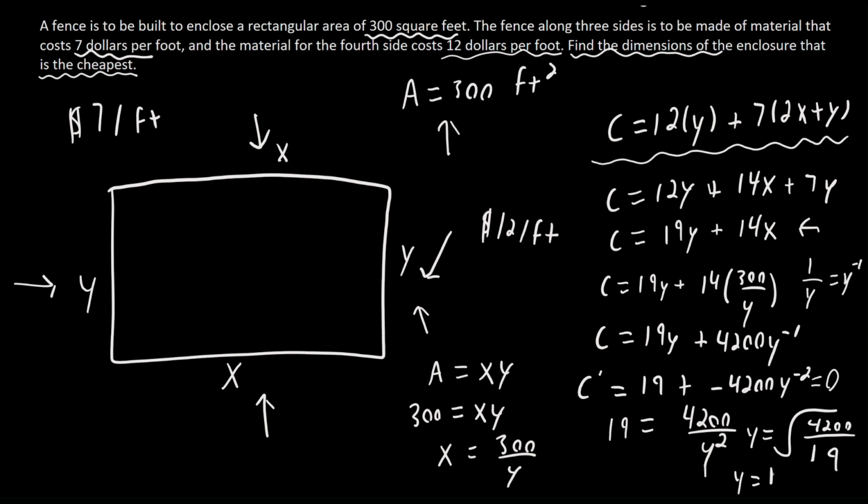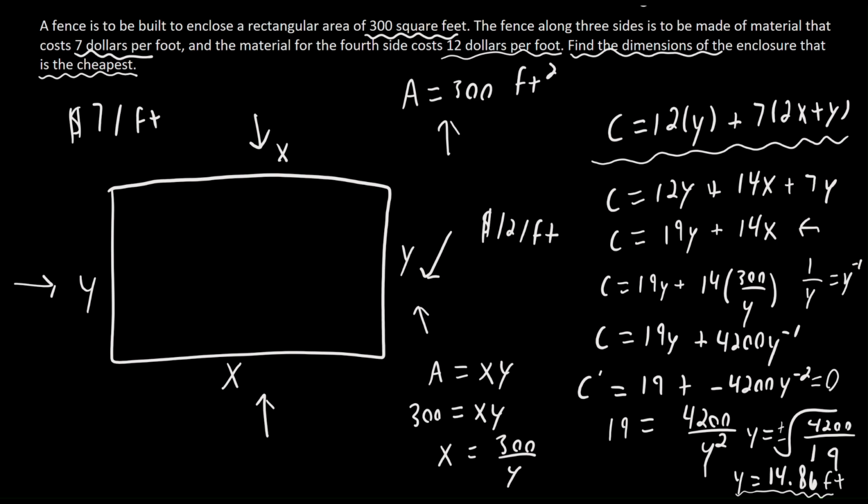So if you plug that in, you're going to get 14.86 feet. And because of the square root, it could be positive or negative, but there's no such thing as a negative side length, so we're just going to take the positive one.